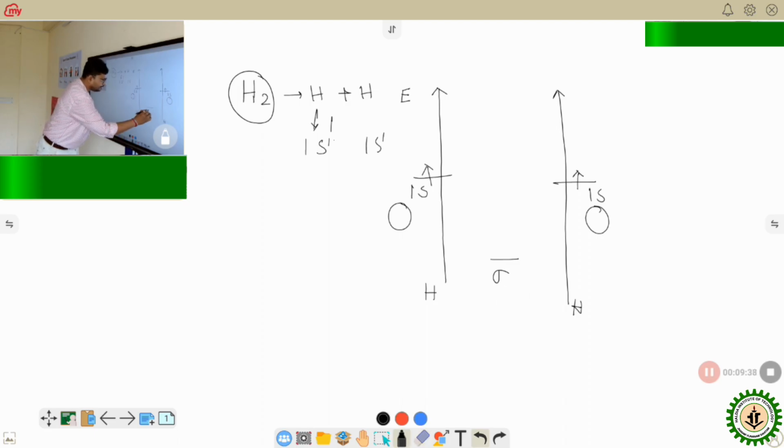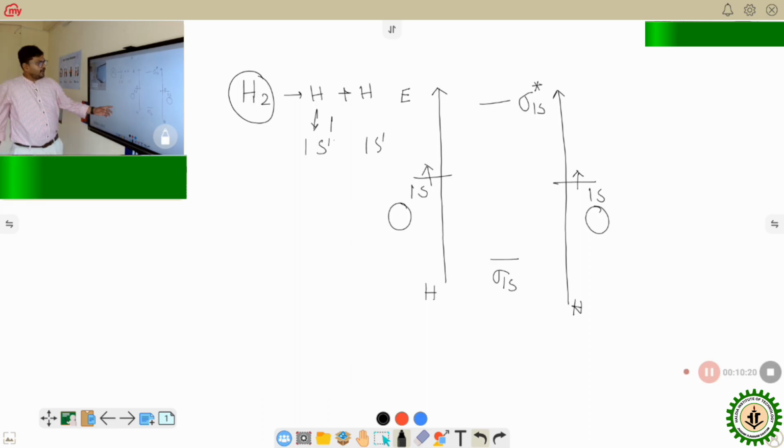sigma 1s, which means this sigma bond is formed from the linear overlap of these two individual 1s orbitals. So once sigma 1s is formed, the destructive interference between these two 1s orbitals will form the antibonding orbital, and this antibonding orbital will have higher energy than the individual atomic orbital. So I place this antibonding orbital here, and since this is also sigma, we denote this sigma star 1s. Sigma star means this is the antibonding orbital.